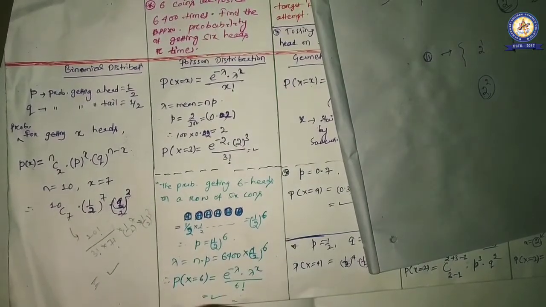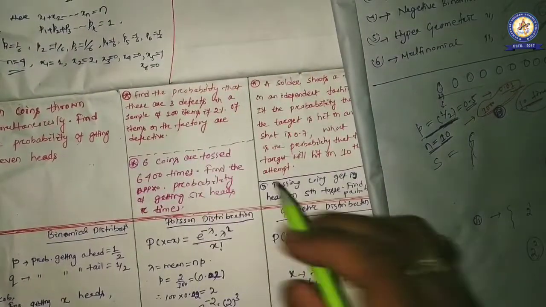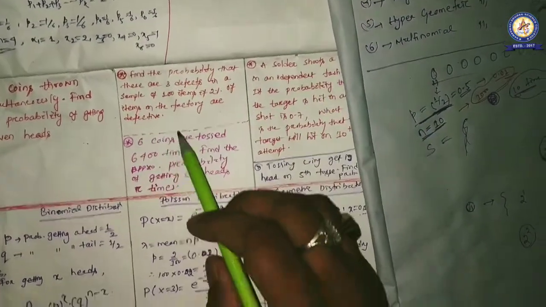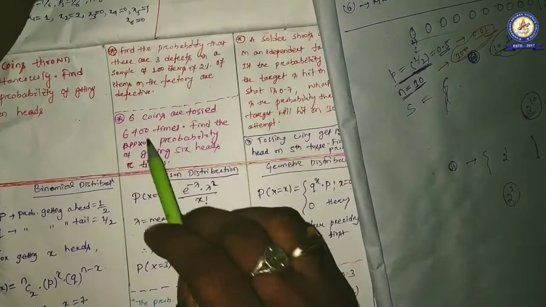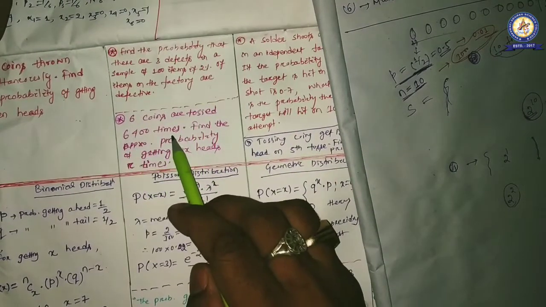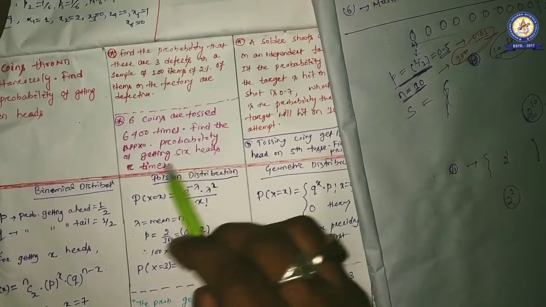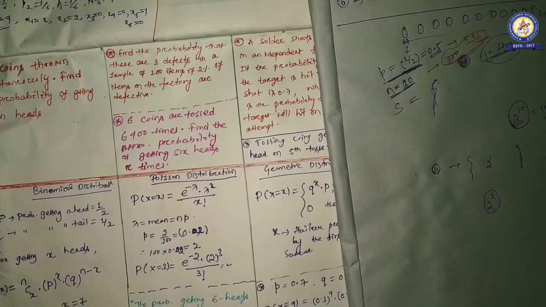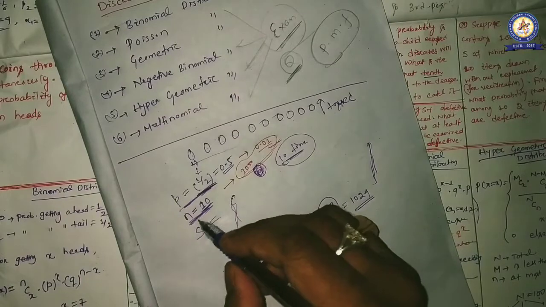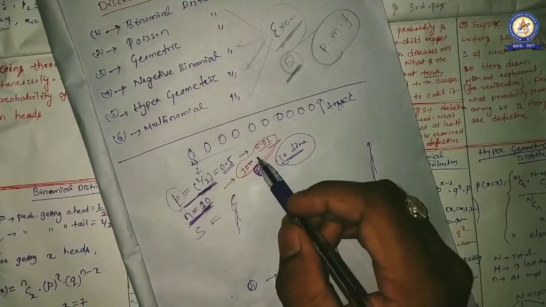Okay, now we are going to go for another question here. Find the probability that... here first we have to do this question. 6 coins are tossed 6400 times. Find the approximate probability of getting 6 heads r times. So as I told, when n is large and the probability is very small, at that time we have to consider the Poisson distribution.